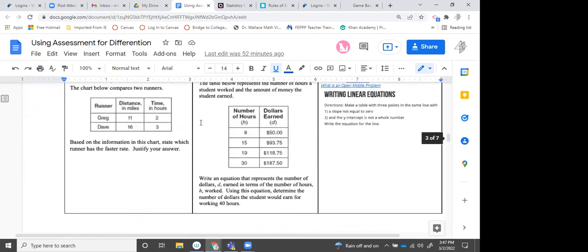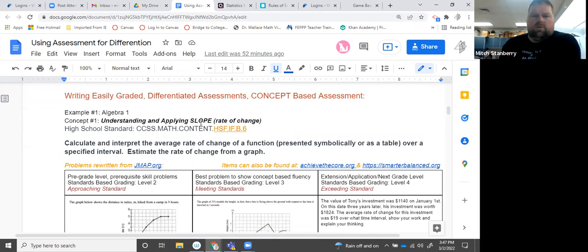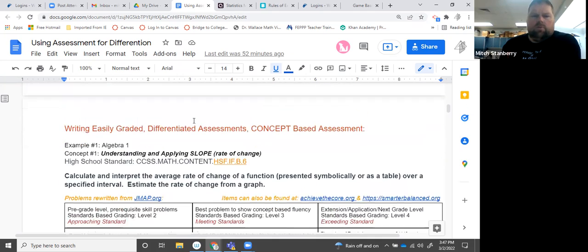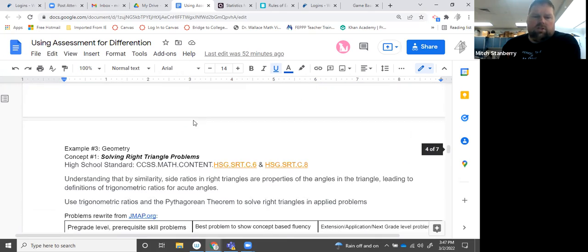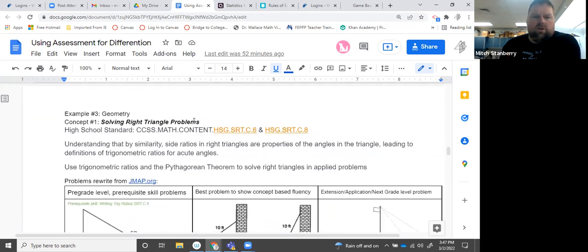Okay. So I tried to give a little bit of everything here. This one was about applying slope, and then I gave one about linear equations. Those match pretty close together. This is a geometry example about right triangle trig.